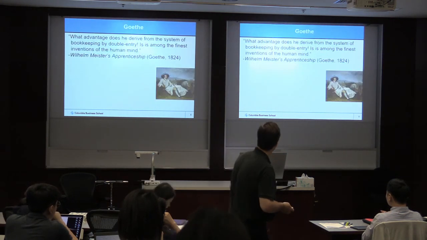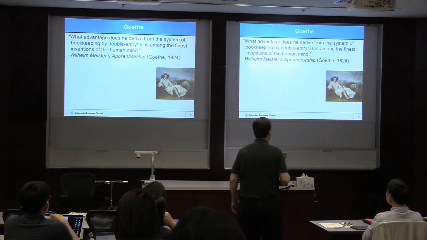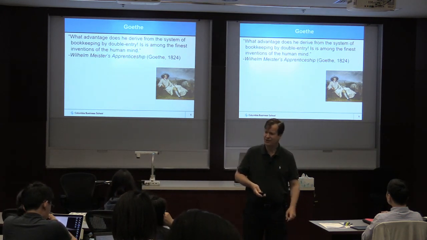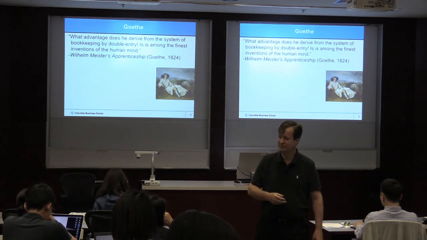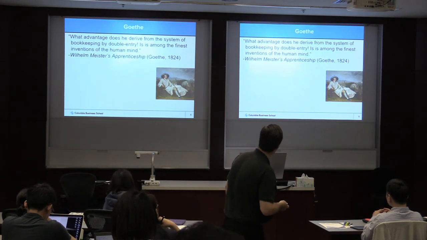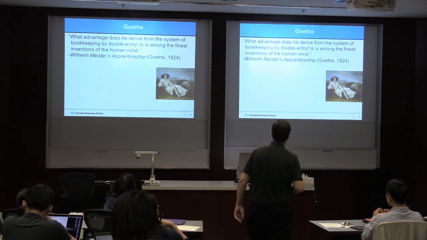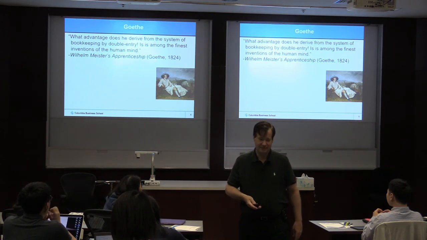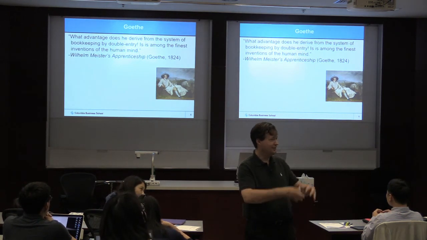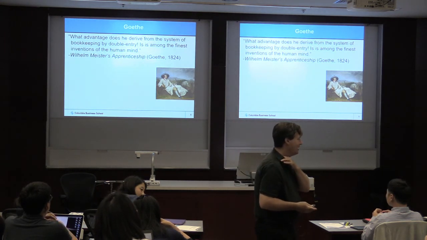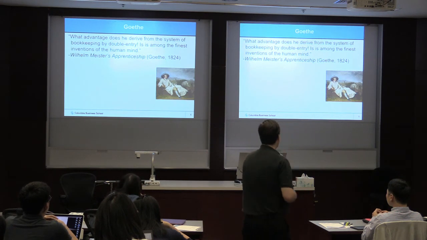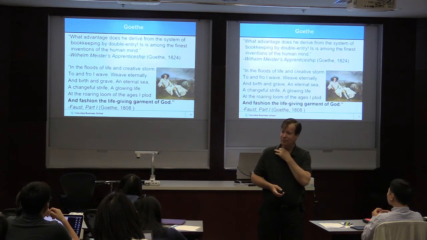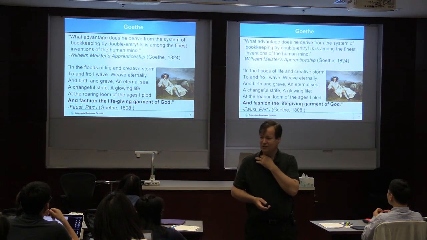What changed in business? Double entry bookkeeping, as simple as it is, has some rather lofty admirers. Goethe, in Wilhelm Meister's, I think it's the Wanderjahre, the travels, the wandering years of Wilhelm Meister, says, what advantage does he derive from the system of bookkeeping by double entry? It's among the finest inventions of the human mind, really? Double entry bookkeeping? For those of you that don't know German literature, Goethe is the name in German literature, the classic writer of Faust. The best version of Faust is Goethe's Faust. Someone pointed out, though, at a panel I was at, that the character that says this is not the sharpest character in the book.